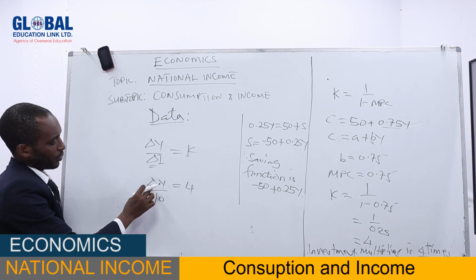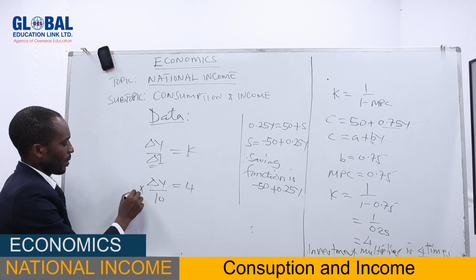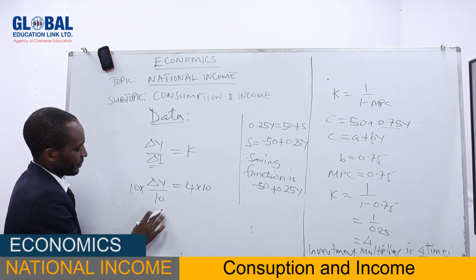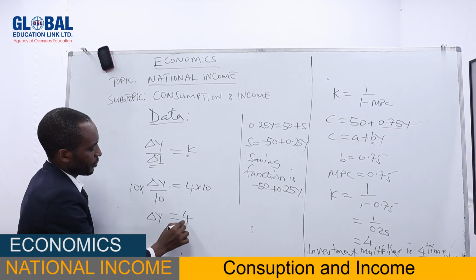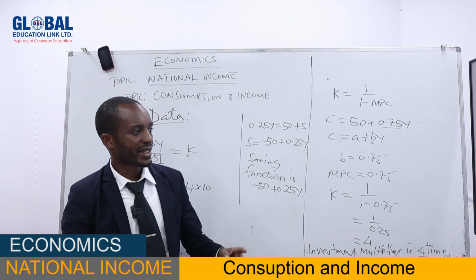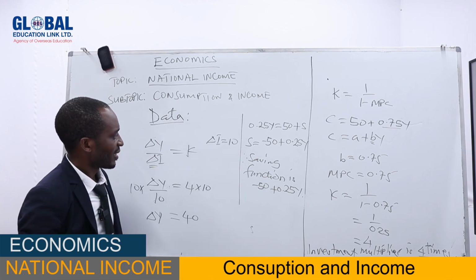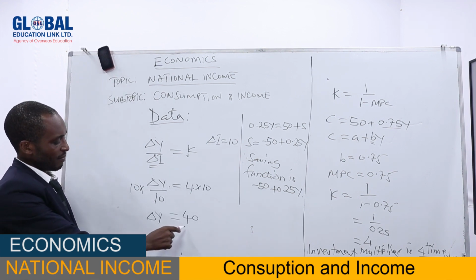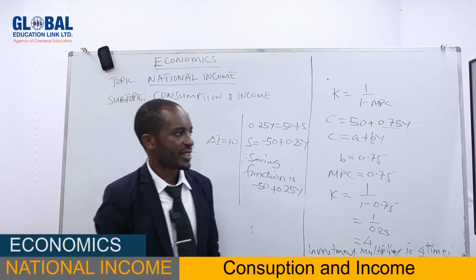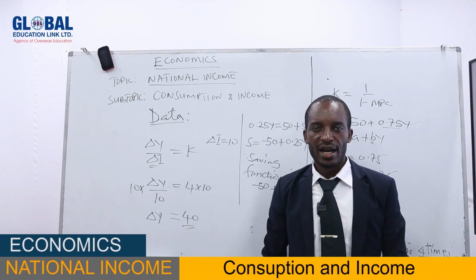So to find the change in income, you multiply 10 times both sides. So it will be 10 times 10. So the change in income will be equal to 40. So as investment increased by 10, the income will increase by 40.